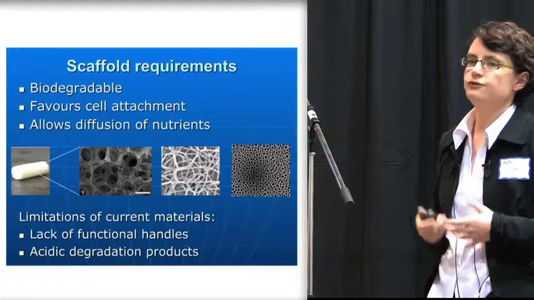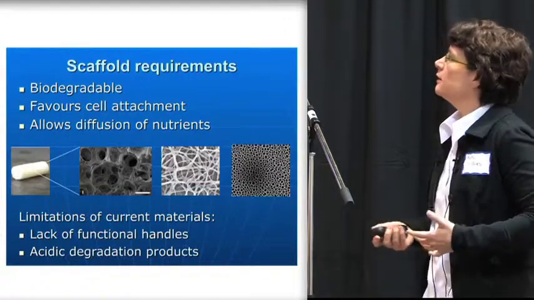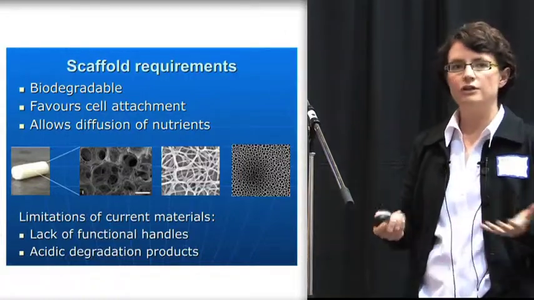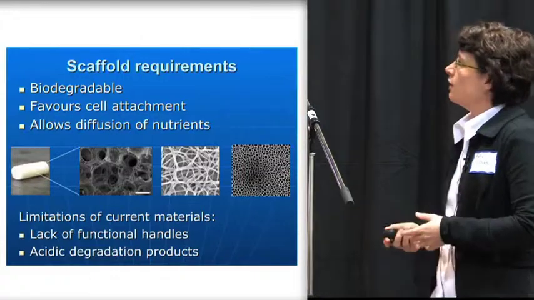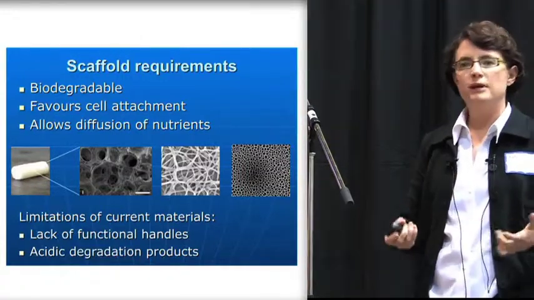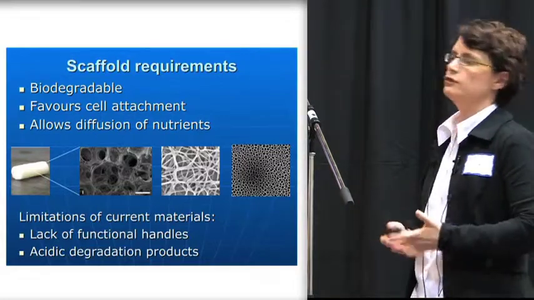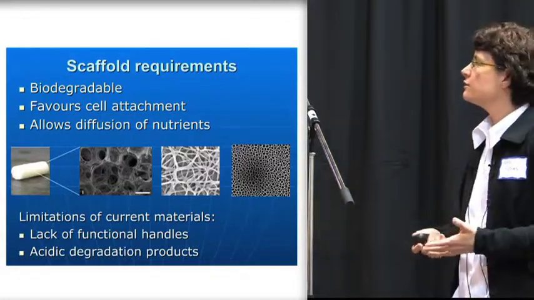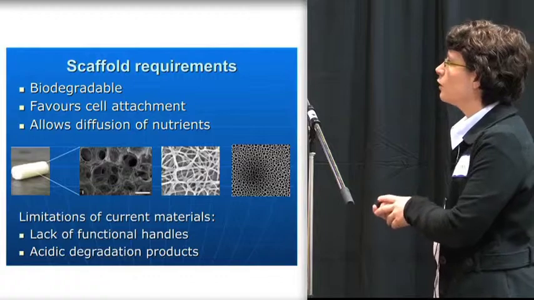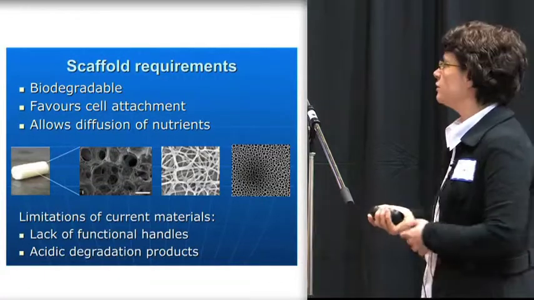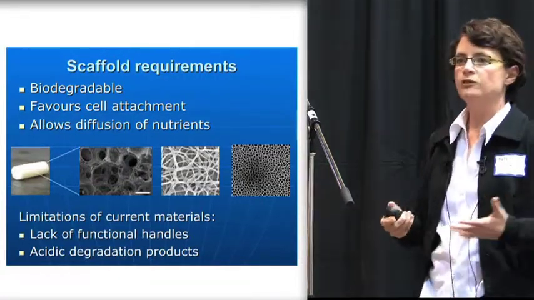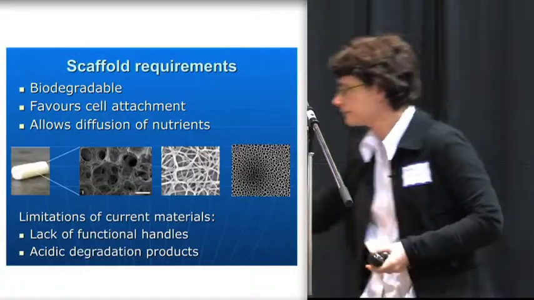We also want it to favor the attachment of cells, because if cells don't like it, then they're not going to want to grow on it. And also, since the cells are growing rapidly within the scaffold, we need to have this scaffold allowing for the diffusion of nutrients to the cells. And that's the reason that many of these systems are quite porous. And there are different ways to engineer these systems to have this porosity.